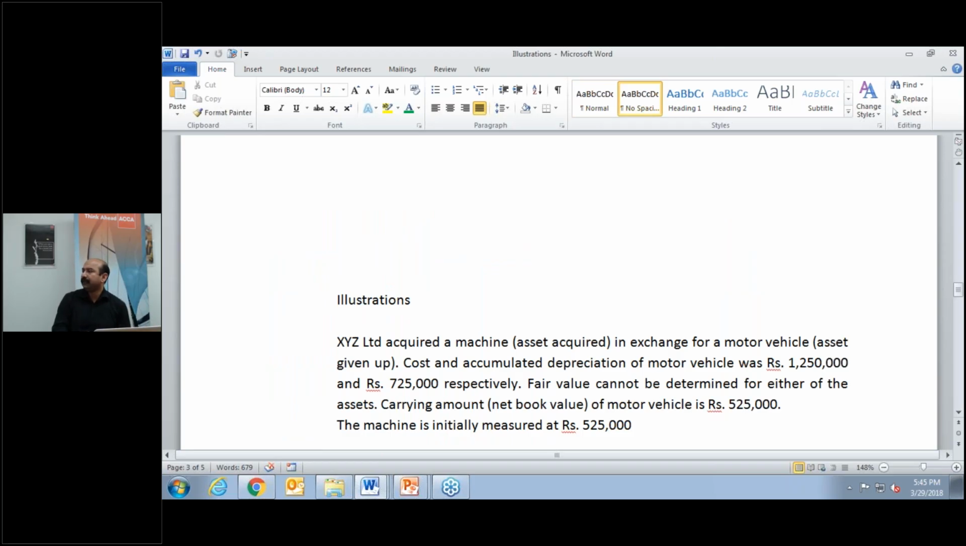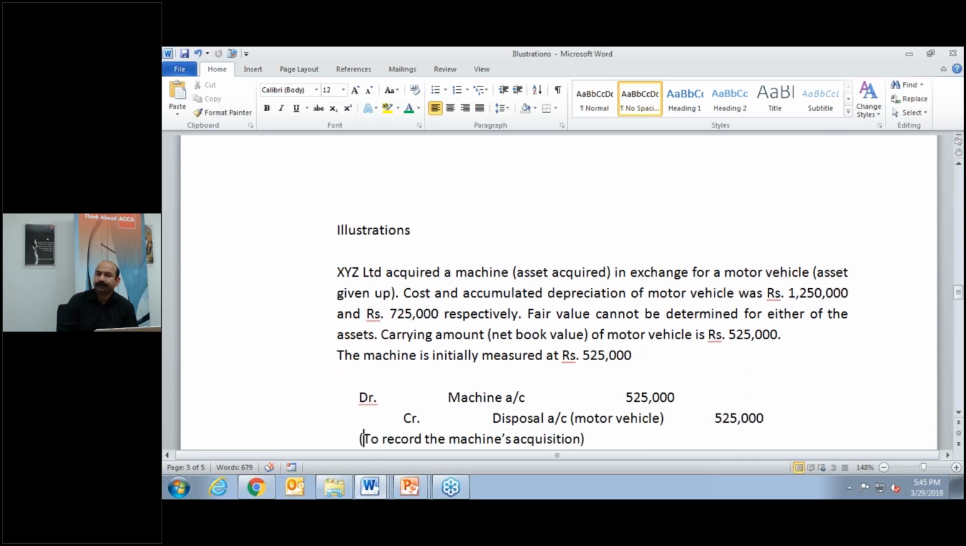Okay, XYZ Limited acquired a machine, asset acquired, in exchange for a motor vehicle, asset given up. Cost and accumulated depreciation of the motor vehicle were 1.25 million and 0.725 million respectively. The fair value cannot be determined for either of the assets. Carrying amount of the motor vehicle is 525,000. We can calculate from here as well. The machine is initially measured at 525,000. This will be the entry.